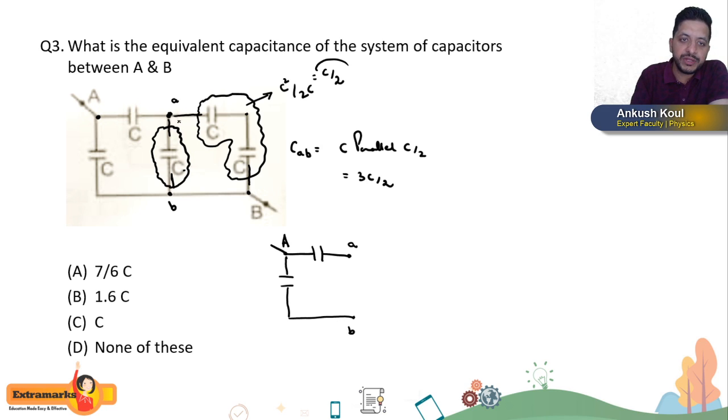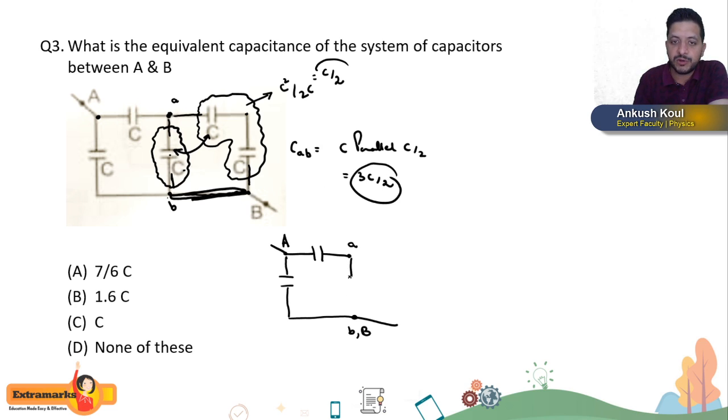Now what has happened between this small a and small b? And then this small b is the same as capital B. Why? Because there is no capacitor present between small b and capital B. So these two points are the same points. So you can coincide capital B and small b and show them as the same point. Now what has happened to the capacitance between A and B? These two have come in parallel with each other, and my total capacitance between A and B has become how much? 3C by 2.